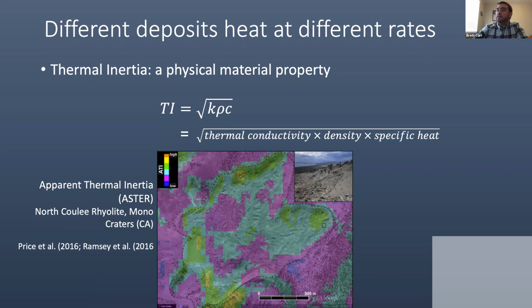And so the thermal inertia is calculated as the square root of the thermal conductivity, the density, and the specific heat.